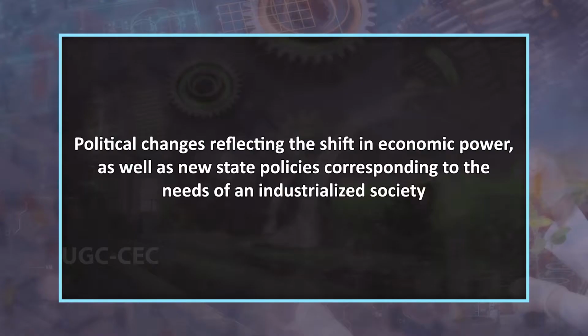There were also many new developments in non-industrial spheres, including the following. Agricultural improvements had made possible the provision of food for a larger non-agricultural population. Economic change resulted in a wider distribution of wealth and the decline of land as a source of wealth in the face of rising industrial production and increased international trade. The next point is the political change reflecting the shift in economic power as well as new state policies corresponding to the needs of an industrialized society.